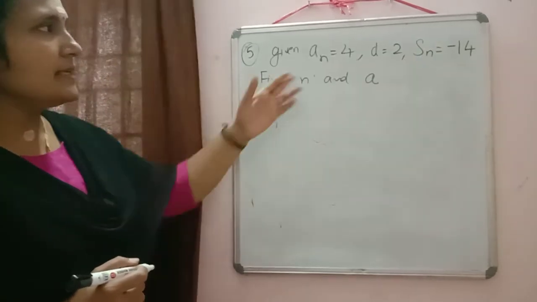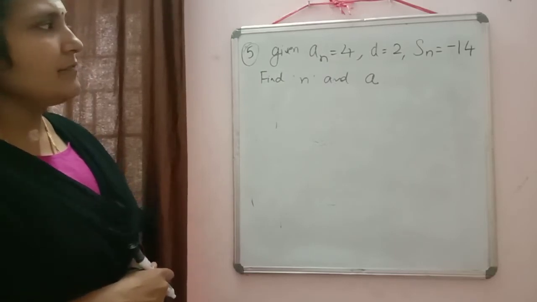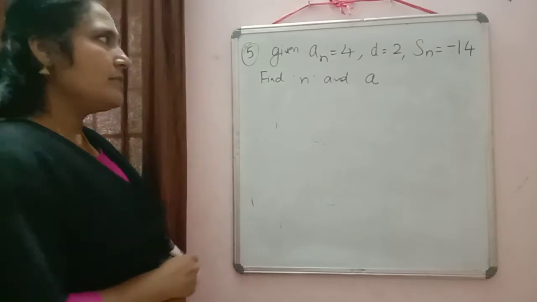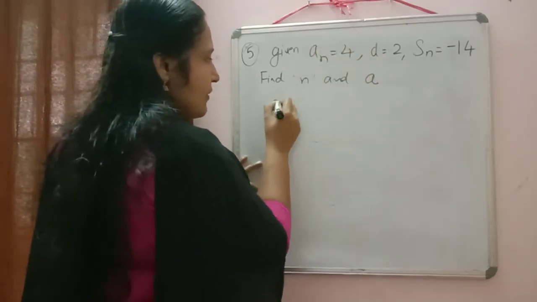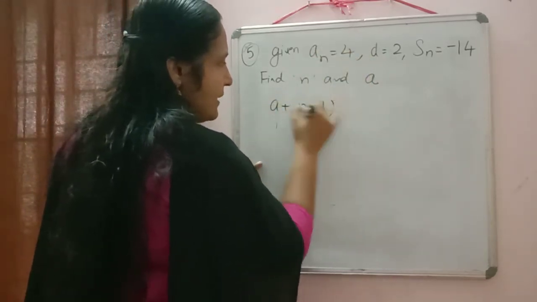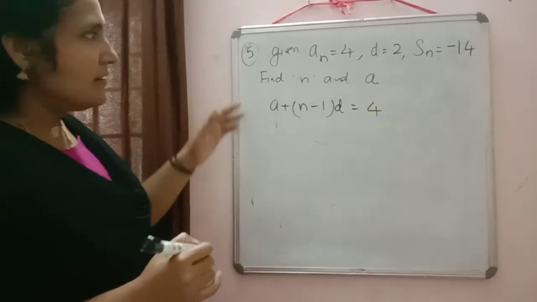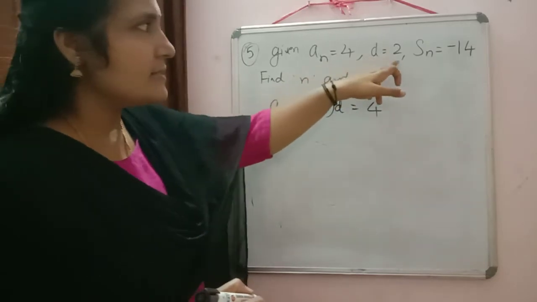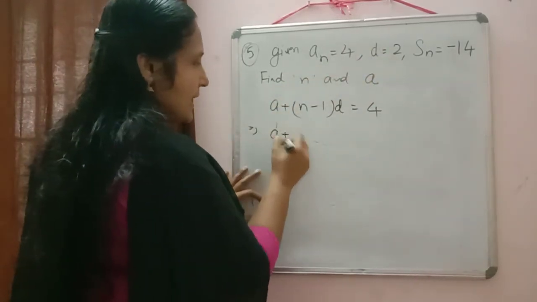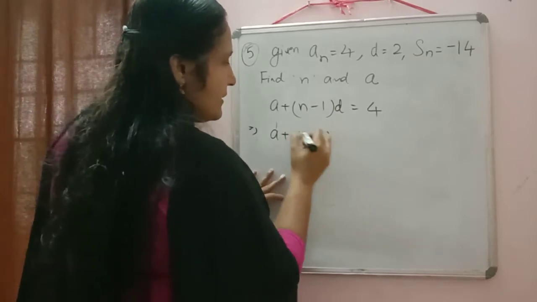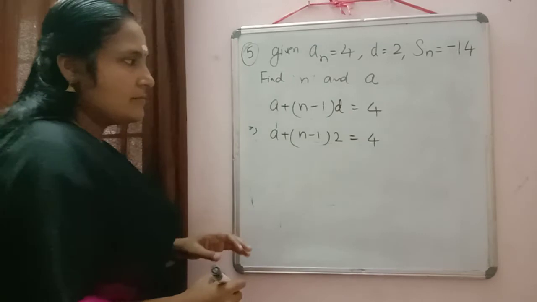So in this question these are the informations which we have. Now again we will check from the given information what are the things which we will get. First one, an is equal to 4 is given. So the formula is a plus (n minus 1) into d is equal to 4. Now we will check the values if anything is given. Yes, d is given. So we will substitute the value. So we will get a plus (n minus 1) into 2 is equal to 4.